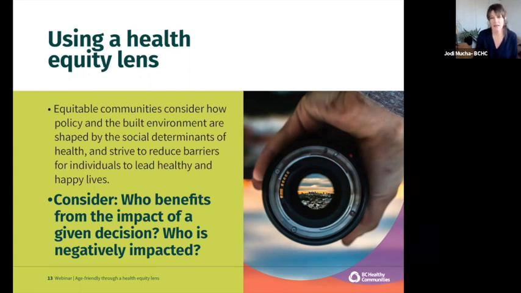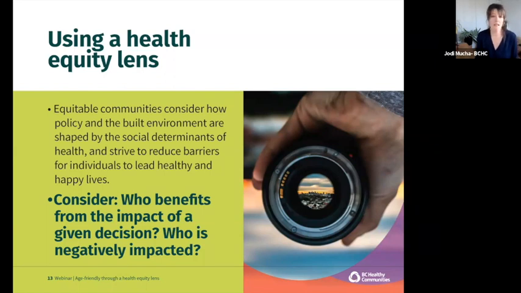An equity lens is really a set of questions that are used as a tool to allow you to be deliberately inclusive throughout all the phases of your planning processes, from your planning, engagement, policy development, and even your evaluation. And so you want to think about it as a continuous feedback loop. So you're always looking for, what are we missing here? Who's being left out?